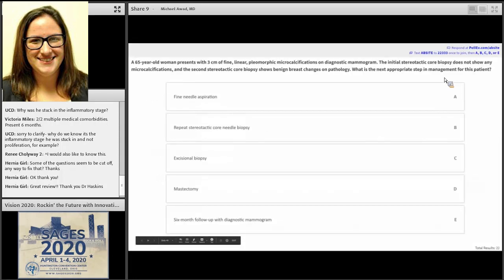Okay, 65-year-old woman presents with 3 centimeters of fine linear pleomorphic microcalcifications on diagnostic mammogram. The initial stereotactic core needle biopsy does not show any microcalcifications, and the second core biopsy shows benign breast changes on pathology. What's the next appropriate step in the management of this patient? A, fine needle aspiration. B, repeat stereotactic core needle biopsy. C, excisional biopsy. D, mastectomy. Or E, 6-month follow-up with a diagnostic mammogram.